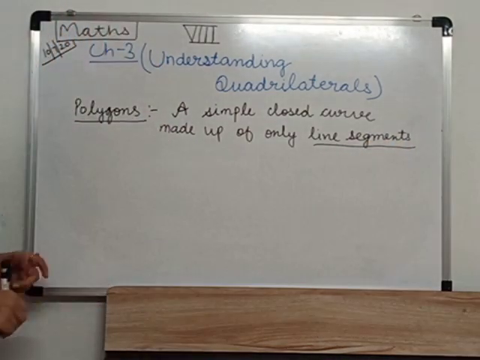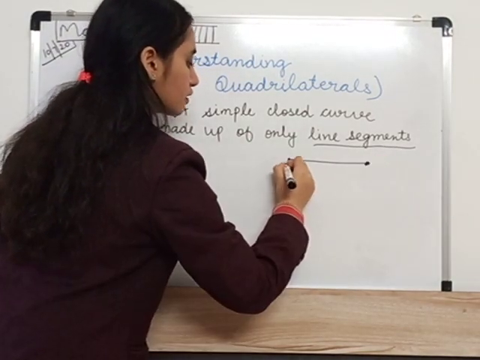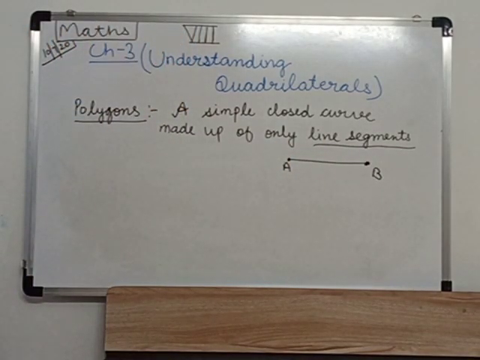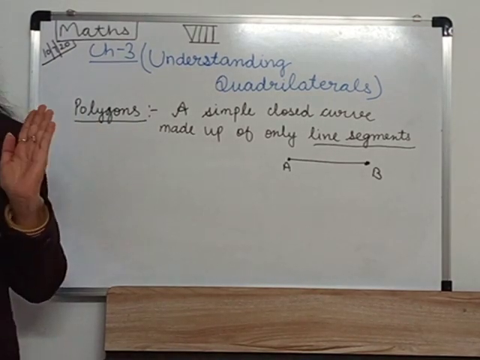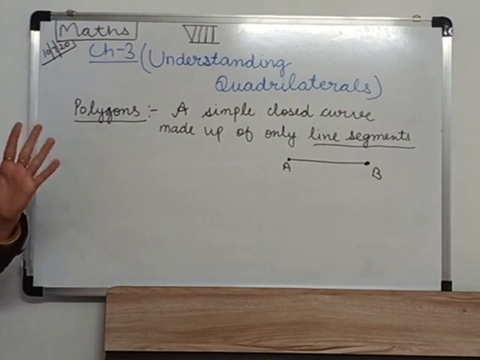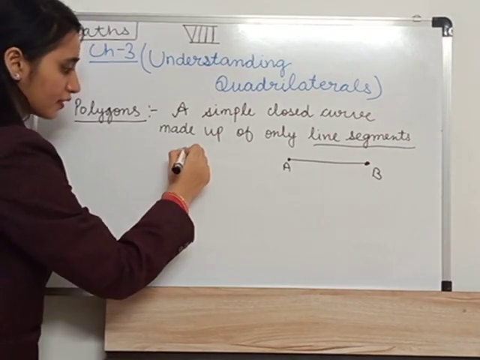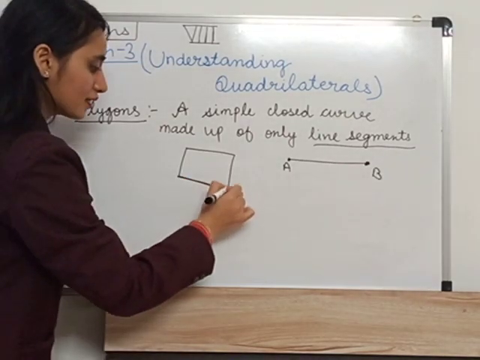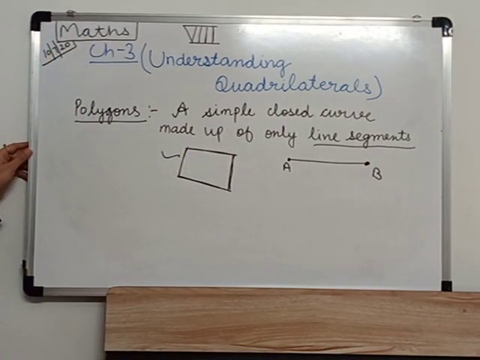Now here one word is line segment. What is a line segment? A line segment has two endpoints. This is one endpoint, this is the second endpoint. This line AB is called a line segment. And what is a polygon? A polygon is a simple closed curve which is made up of line segments. For example, this is a closed curve made up of line segments, so this is a polygon.